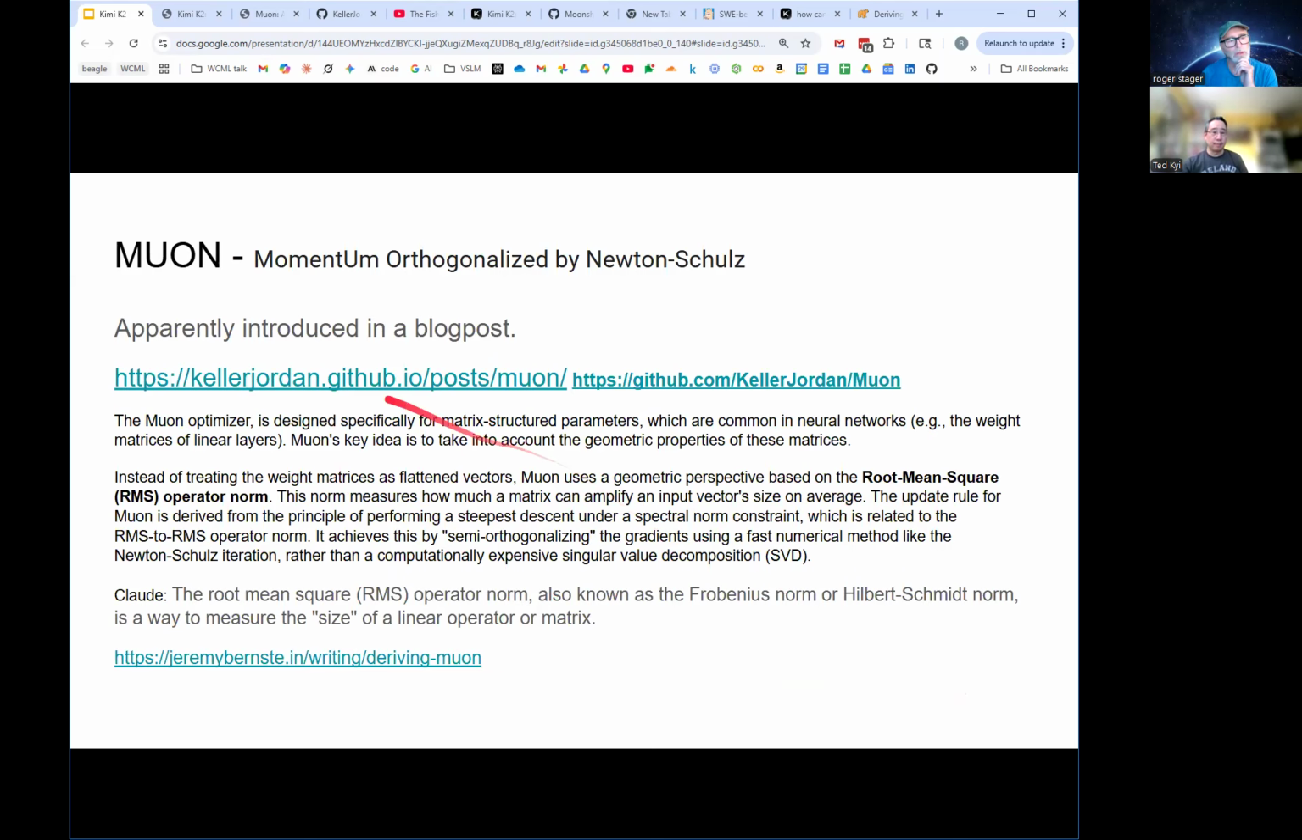Okay, so Muon, momentum orthogonalized by Newton-Schulz. Correct me if anybody knows differently, but from what I could find, this isn't an arXiv paper. There's a blog post on it by Keller Jordan, and from what I could see, he's actually the author of it. There's other follow-on work, but it didn't show up anywhere else. He's got a blog post here.